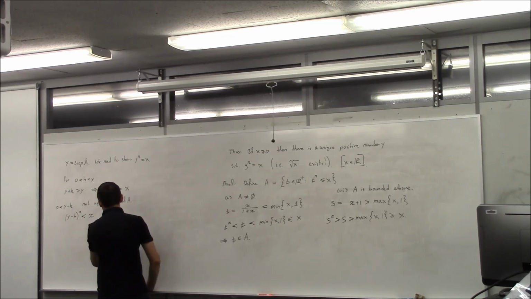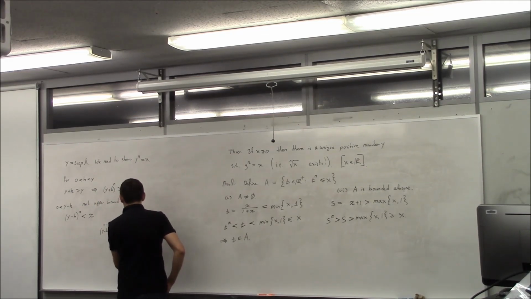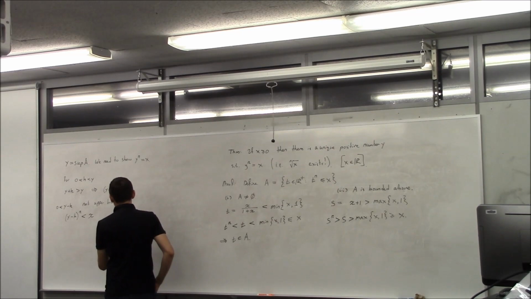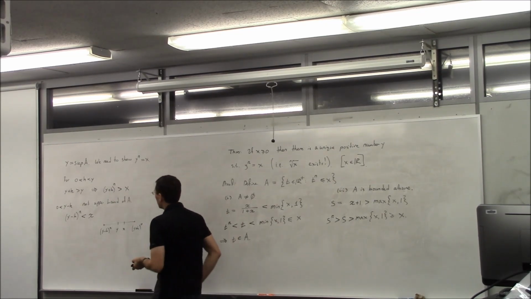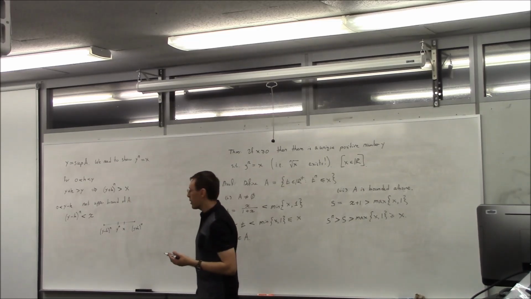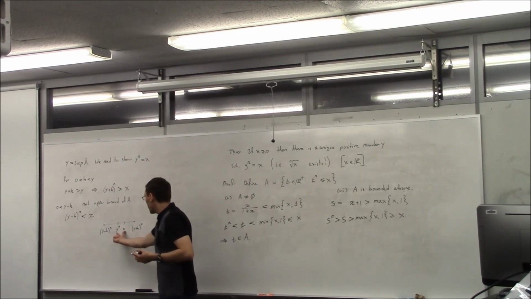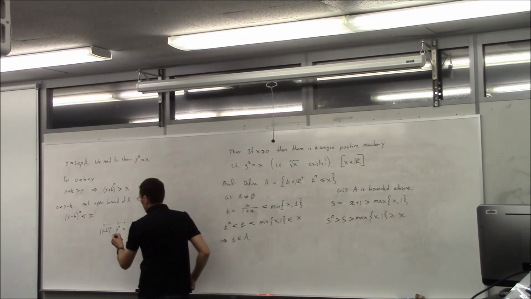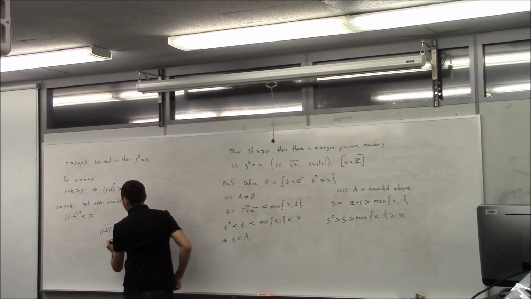If you have y minus h to the n, and here is y plus h to the n, then y to the n and x are somewhere in between. And our goal is to show that the distance between y to the n and x is 0. The absolute value of y to the n minus x is equal to 0.